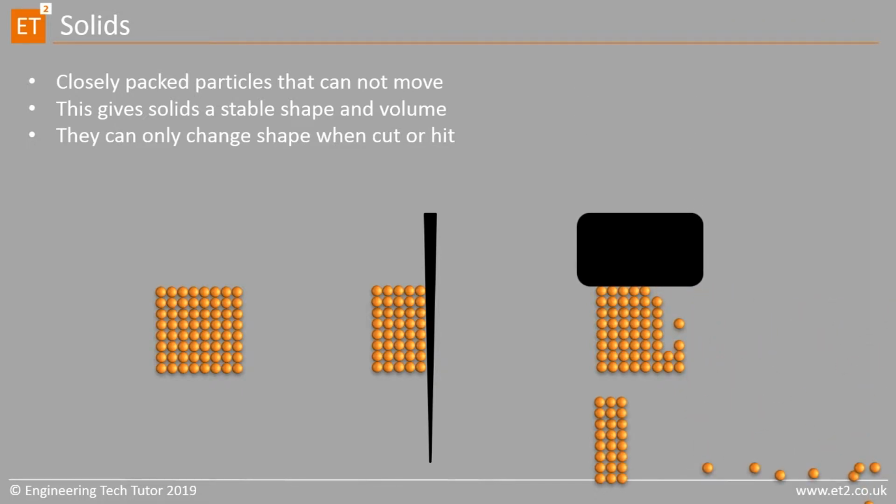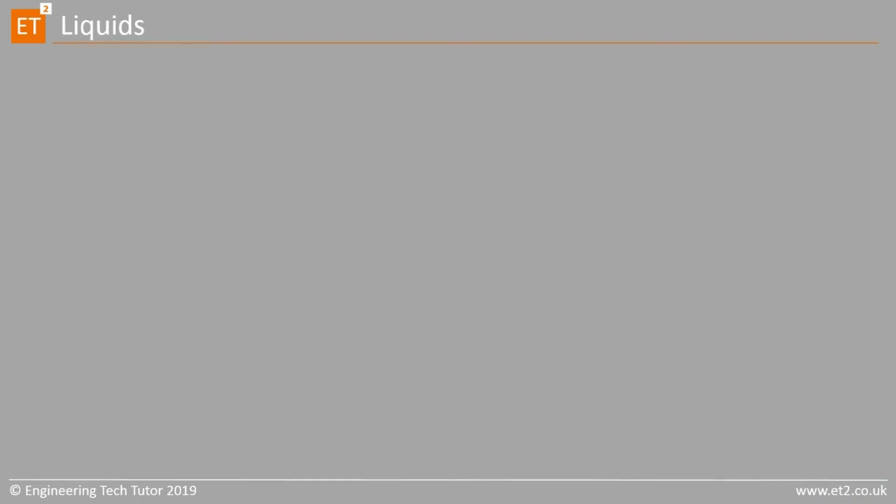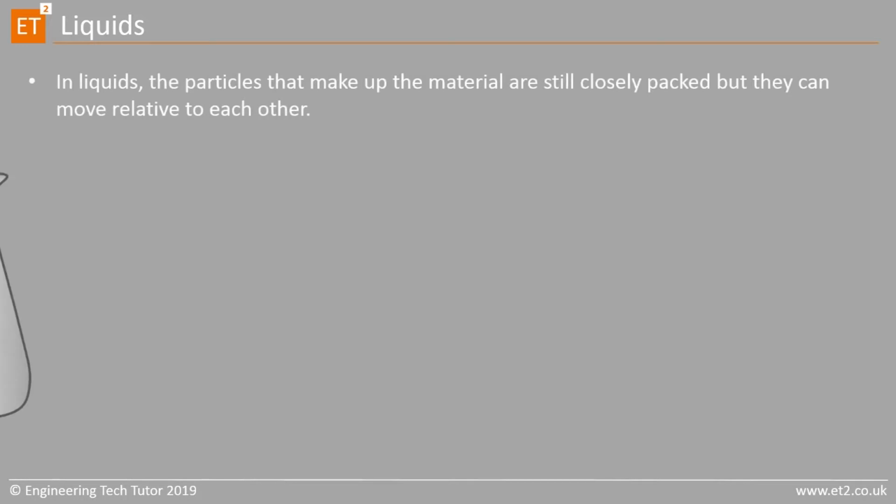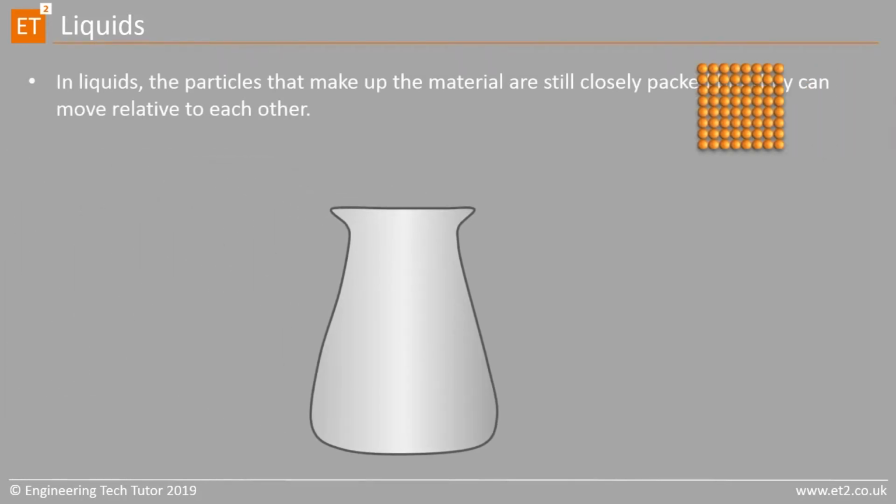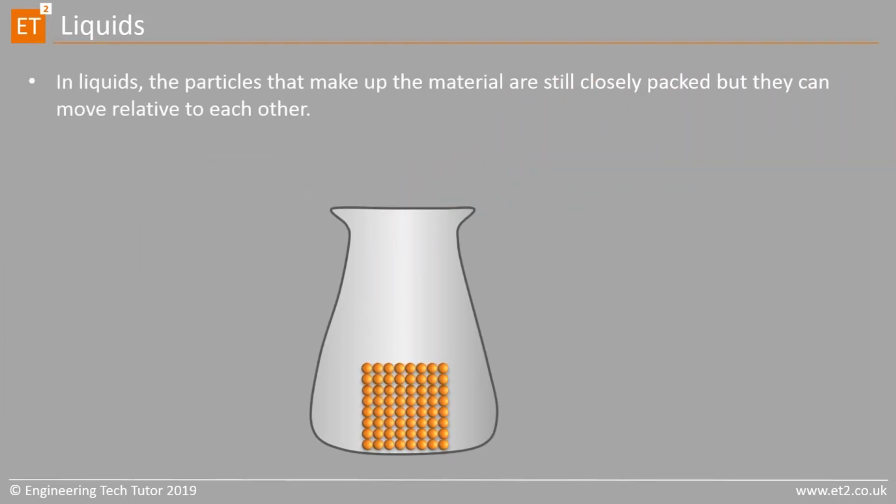And the final thing to know about solids is that you cannot compress them. Because the particles are so closely pressed together, there's nowhere for them to move, and so you cannot make the shape any smaller by pressing it together. The next state we're going to talk about are liquids. Now liquids are very similar to solids, but the difference is that the particles can move around relative to each other.